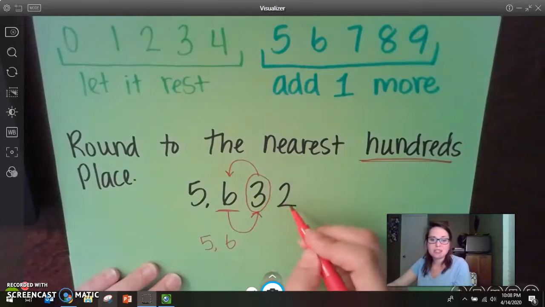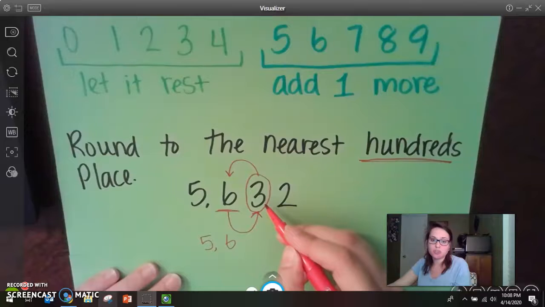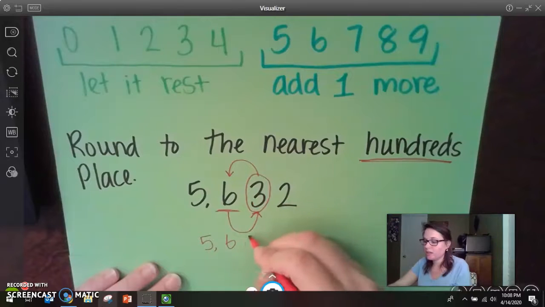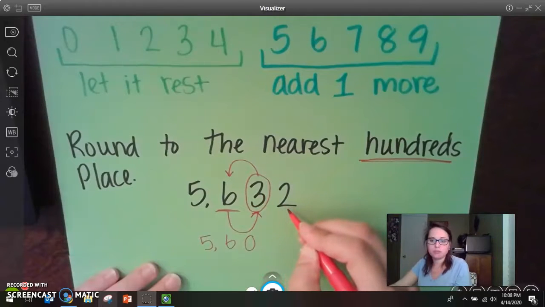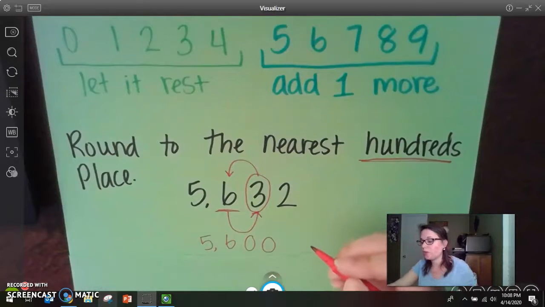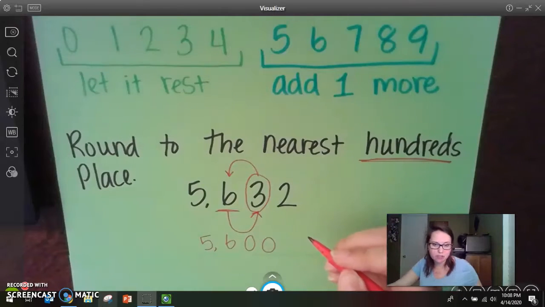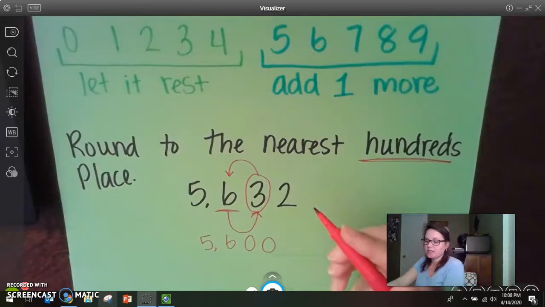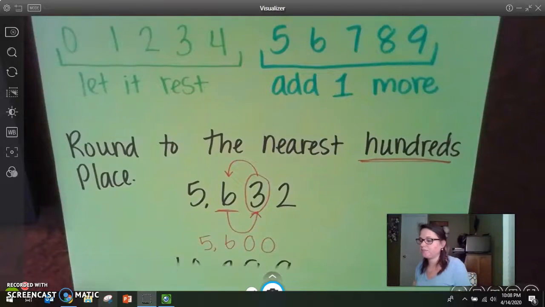And so what do I do with these last two numbers? I know I need to change this one to a 0. That's why I circled it. But what happens to this 2? Well, I actually change it to a 0 as well because I'm rounding it out. I'm trying to make a big estimated number. So if somebody asks, how much money do you have in the bank? I have $5,600. That's an easy way to estimate.